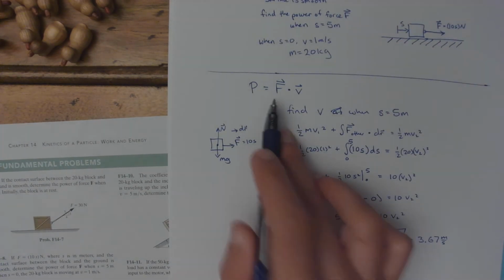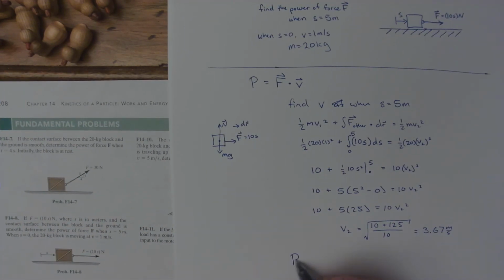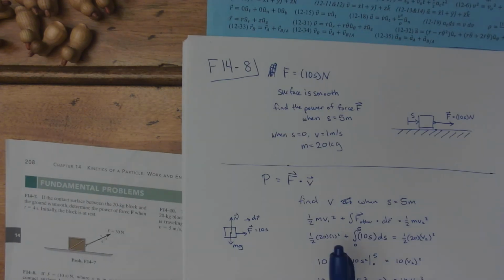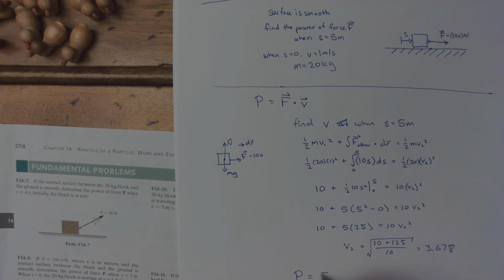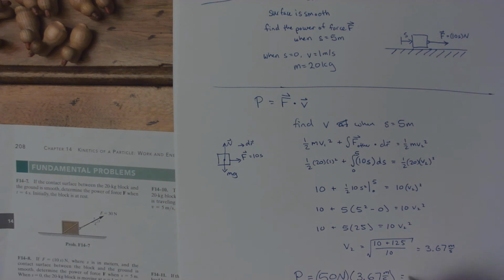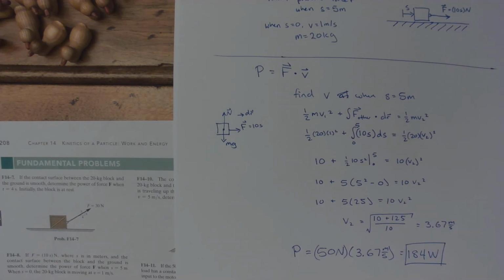So then when I go and do the dot product here, because the velocity is pointing in the same direction as the force, I get the power is equal to the force, which, because we're looking when s is equal to 5 meters, the force is equal to 50 newtons. So this is 50 newtons times 3.67 meters per second. That gives me 184. A newton times a meter is a joule, and a joule per second is a watt. And 184 watts is the answer to fundamental problem 8.